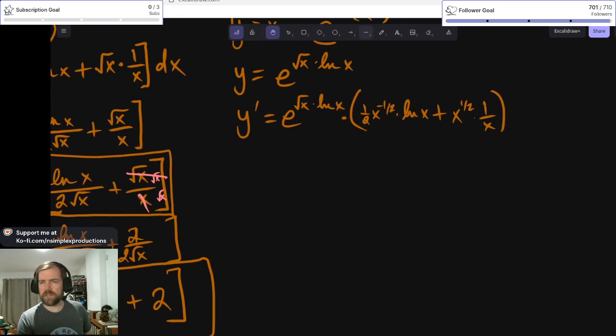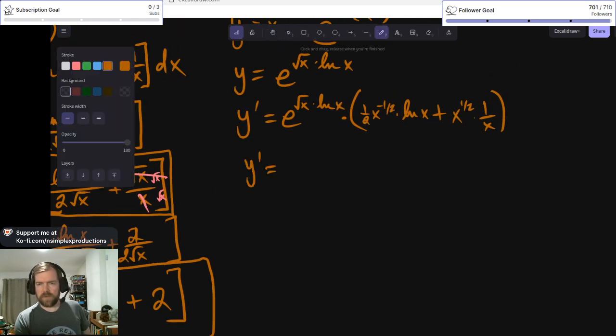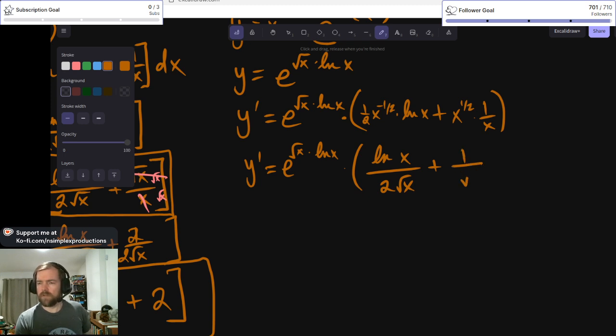Yeah, right. I just did it with the symbols instead of the numbers. Y prime is equal to e to the root x times natural log x multiplied by, in here, we're going to have, again, natural log x over 2 root x plus, alright, this is going to be a 1 over root x, which again, depending on how you want to do this stuff, it could be left as e to the root x times natural log x, or it could be recombined back into x to the root x.